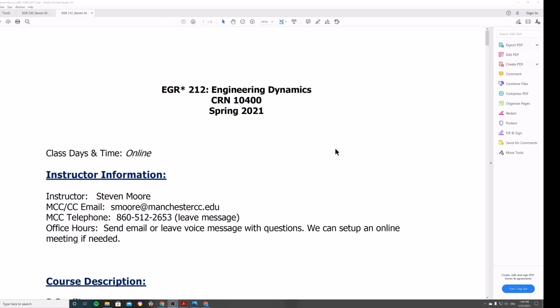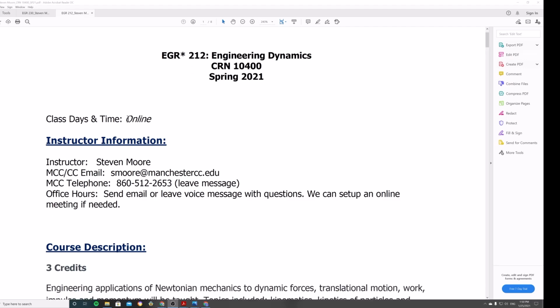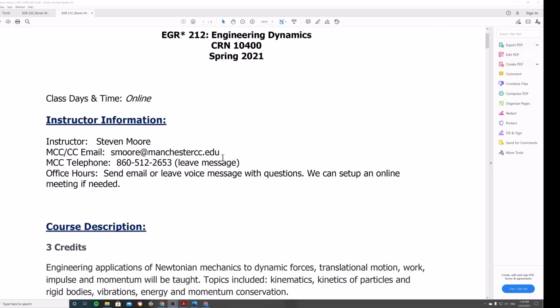Okay, I'll take a brief overview of the syllabus, just give you an idea of the main points. So here's the information for the class, the semester, CRN. It's online, so there's no specific meeting times. And my name, my email, here's my work phone. And the way we'll communicate is through email or leave a voice message with questions. And then you can also leave a phone number to call back if you really need it, if I'm not able to answer it just with a follow-up email.